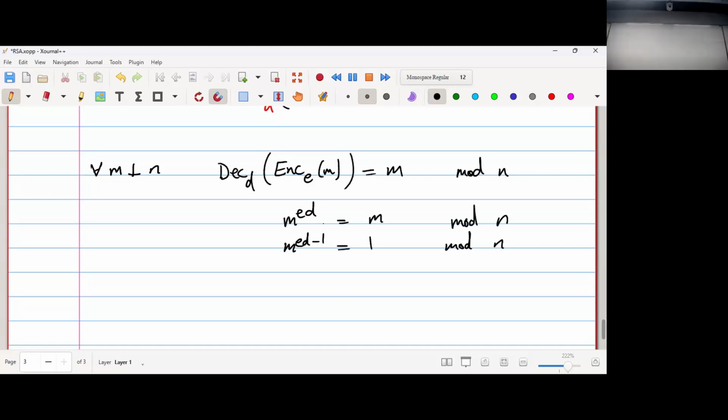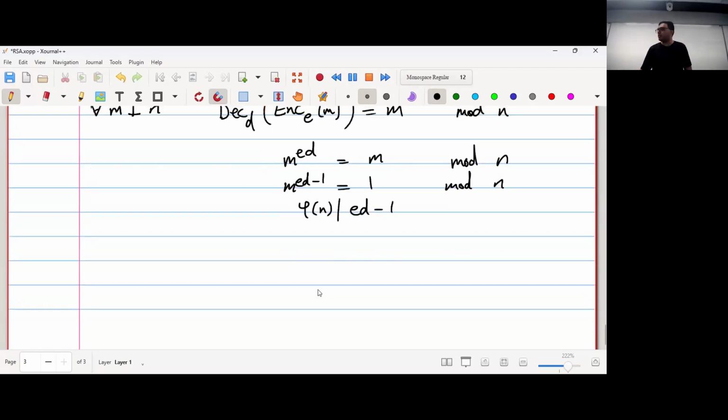what do I need for this? Like, what would be sufficient for this, actually? So if ed minus 1 is a multiple of phi of n, right? Because we've seen Euler's theorem, we've seen that m to the power of phi of n is 1 modulo n, right? So if this power here is a multiple of phi of n, then I have what I want. But what is phi of n? Phi of n is just p minus 1 times q minus 1, right? So n was p times q, so just use the formula. Phi of n is p minus 1 times q minus 1. Great.